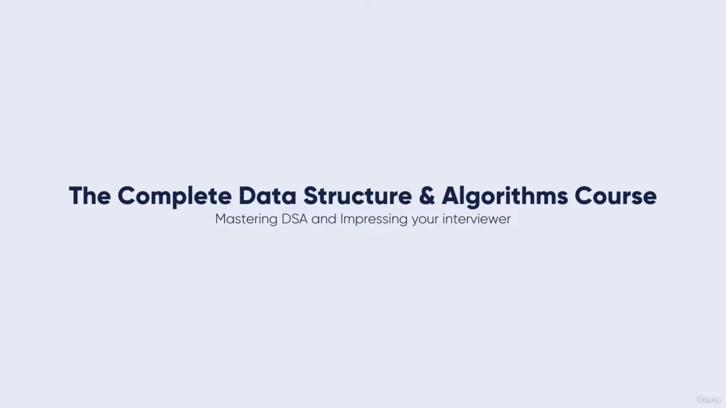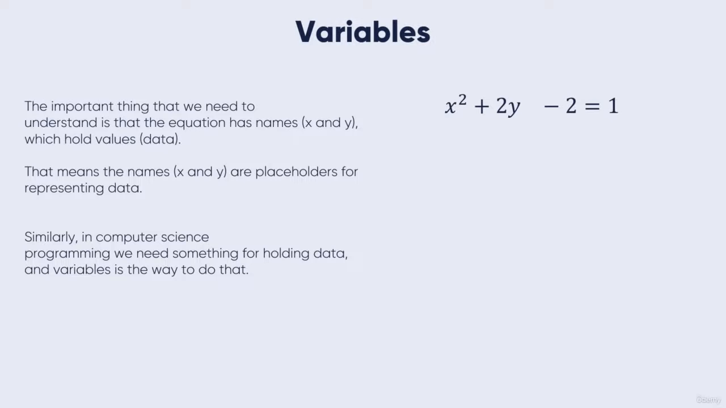Before getting into the definition of variables, let us relate them to an old mathematical equation. Many of us would have solved many mathematical equations since childhood. As an example, consider the function here and the equation x squared plus y minus 2 equals 1. The important thing that we need to understand is that the equation has names x and y, which hold values or data. So x would hold data or value, and y in the same way.